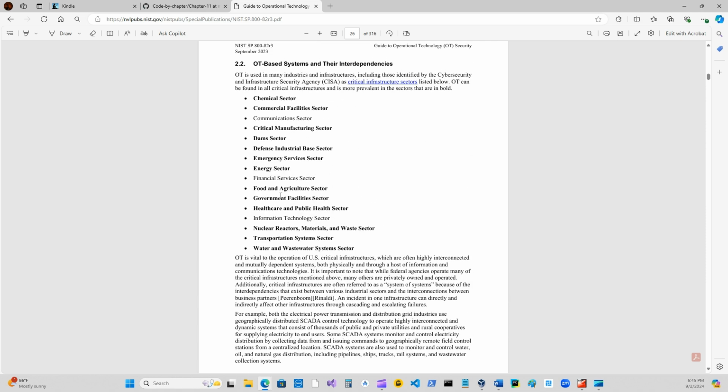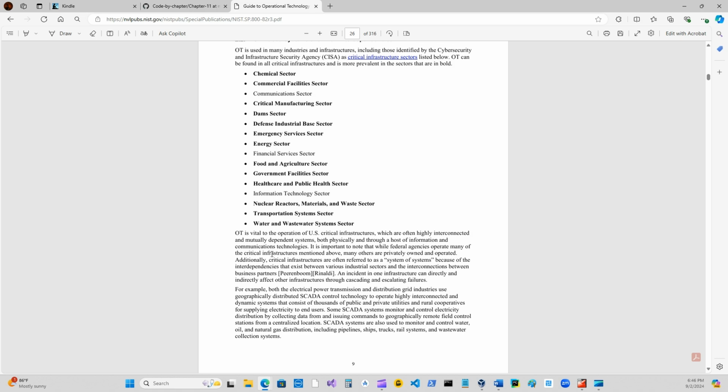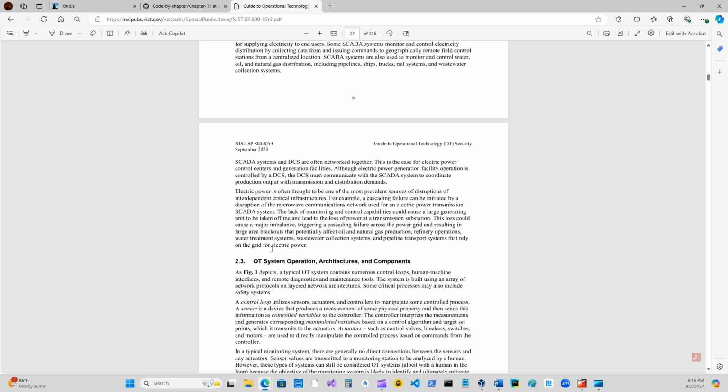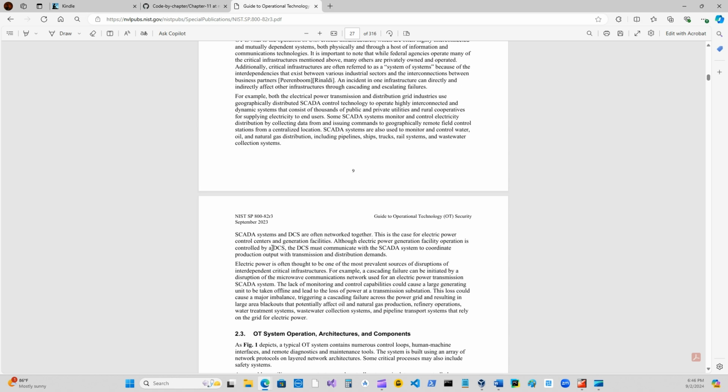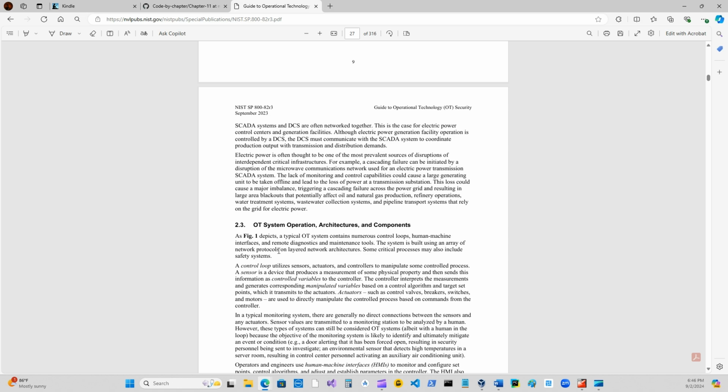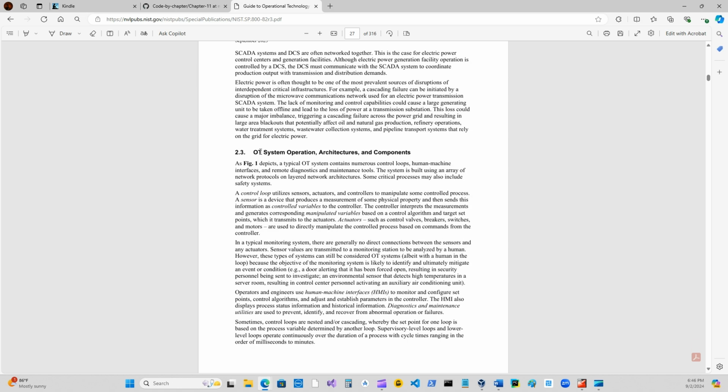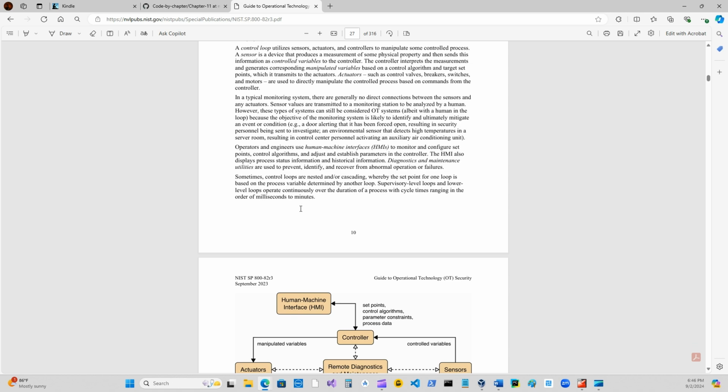Government facilities could be food and agriculture. Could be nuclear reactors, and this is what I used to work on right here: nuclear reactors and material. And then this is a lot of food and agriculture up here in Idaho. There's tons of food and agriculture companies that need OT people, because they have a lot of equipment that's hooked up to the network, to IT. OT systems operation architectures and components.